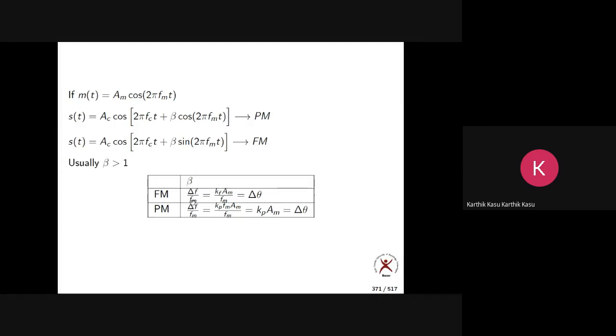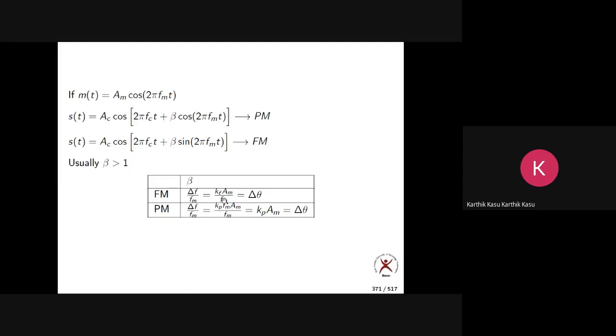But the basic definition of beta is what? Delta f by fm. Here also delta f by fm. So please remember beta equals delta f by fm. So what is delta f? Peak frequency deviation. Let us consider FM first. Delta f by fm is the definition of modulation index. So what is delta f in case of FM? Kf Am by fm. But that is also equal to delta theta. You can check later. So finally beta of FM is Kf Am by fm.